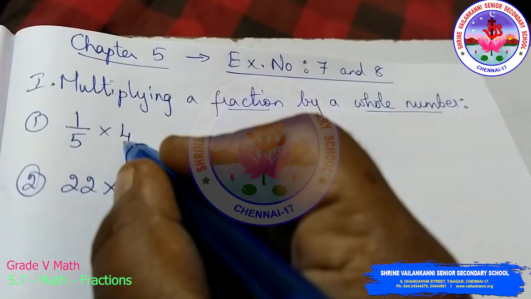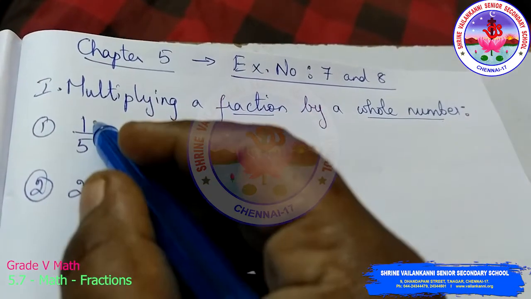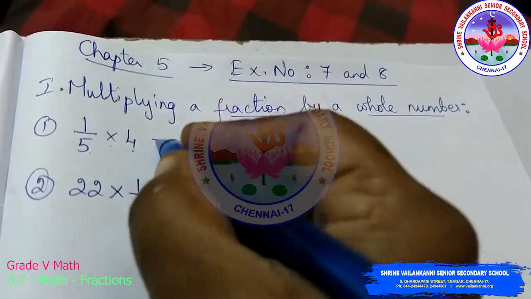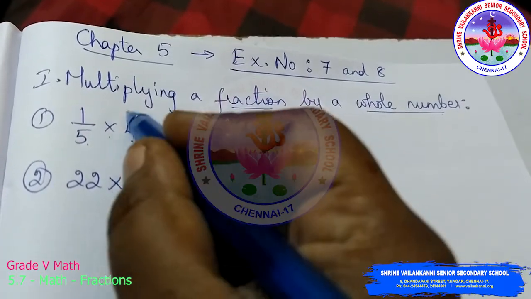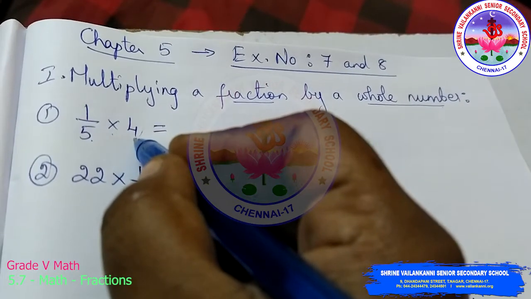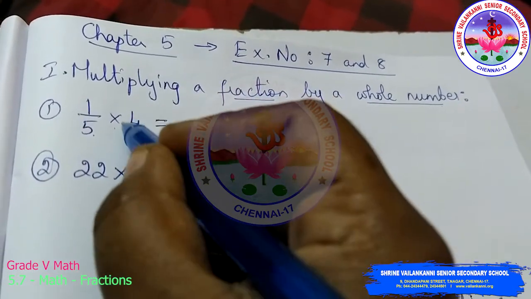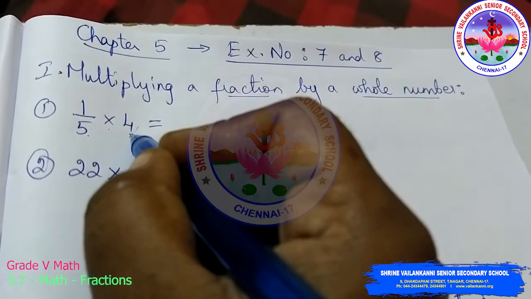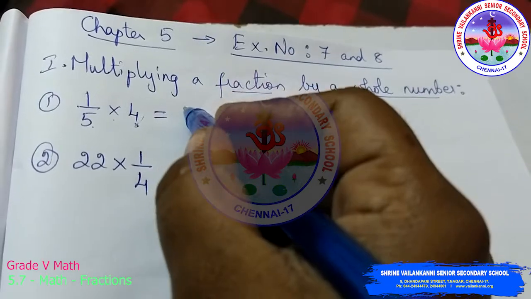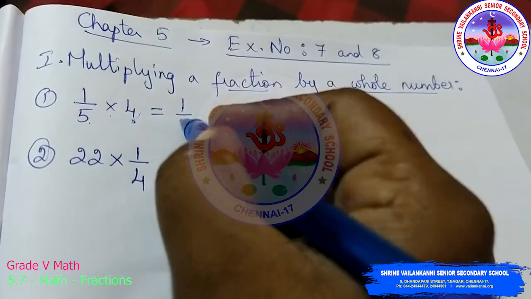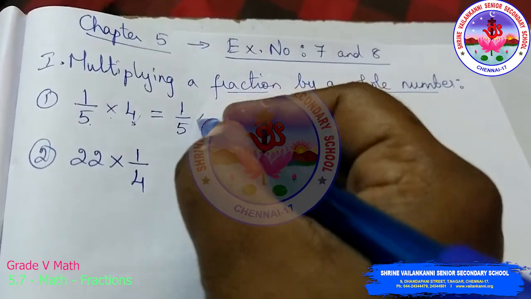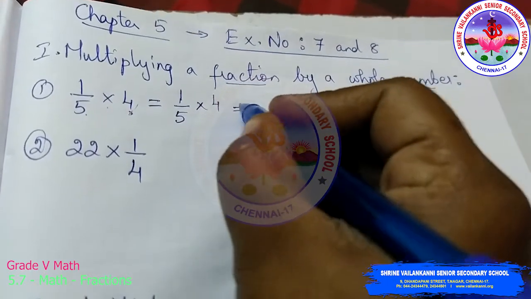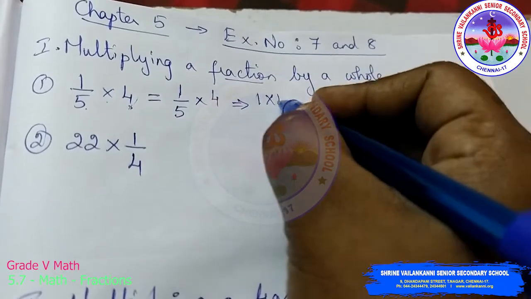So here, 1 by 5 into 4. 1 by 5 is a fraction, and 4 is a whole number. You can treat this whole number as a numerator. This 4 is a whole number, and you can treat this 4 as a numerator. So numerator into numerator, you can multiply 1 into 4.